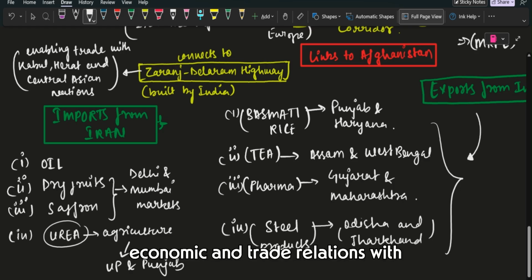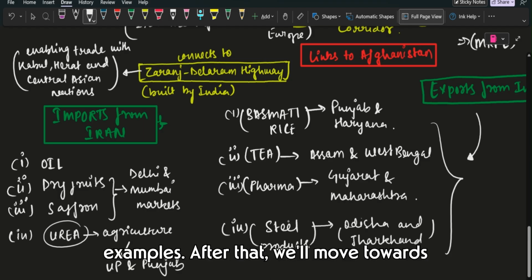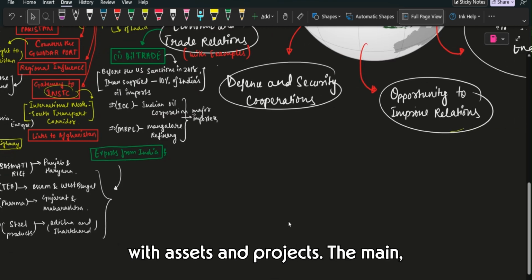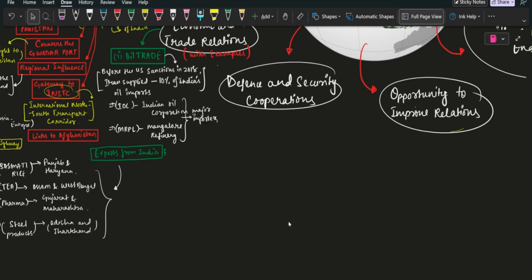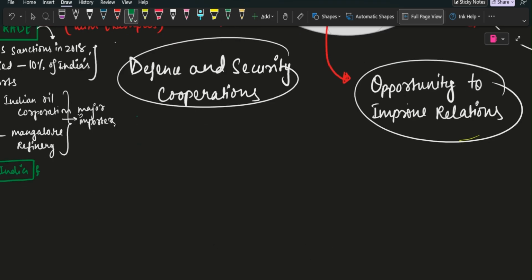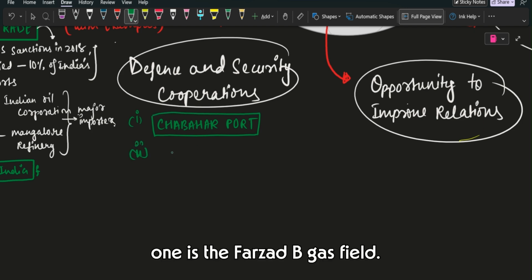All right, so this was all about the economic and trade relations with examples. After that, we'll move towards the defense and security cooperation with assets and projects. The main projects include the Chabahar Port that we have already done, and the second one is the Farzad B gas field.